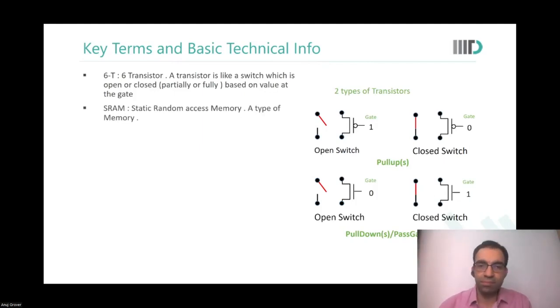SRAM is a type of memory. You also have DRAMs, you also have flash memories. SRAM is a type of memory which is typically used for caches in your system.